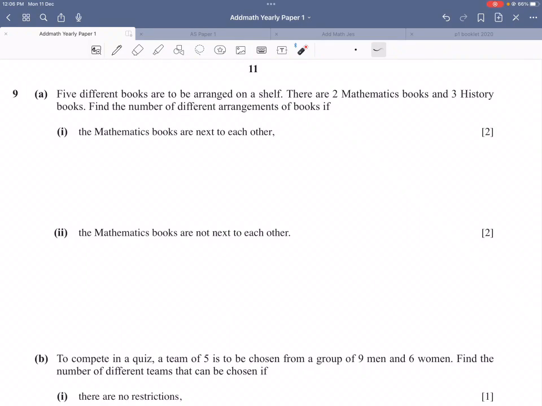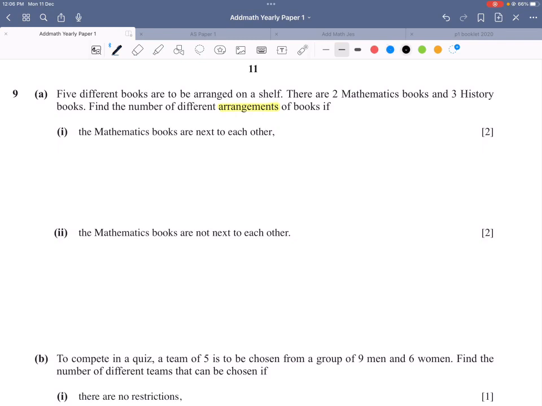Question number 9. 5 different books are to be arranged on a shelf. There are 2 mathematics books and 3 history books. Find the number of different arrangements of books if the math books are next to each other. Now the first keyword in the question is the word arrangement. That means the topic is from the subtopic permutation, right?